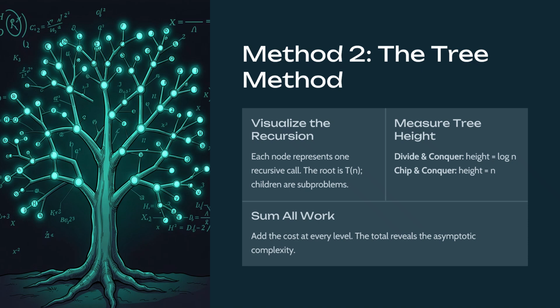Its children represent recursive calls on smaller inputs. The first step is to draw the recursion tree. Next, determine the height of the tree. For divide and conquer algorithms, the height is usually log n. For chip and conquer algorithms, the height is usually n.